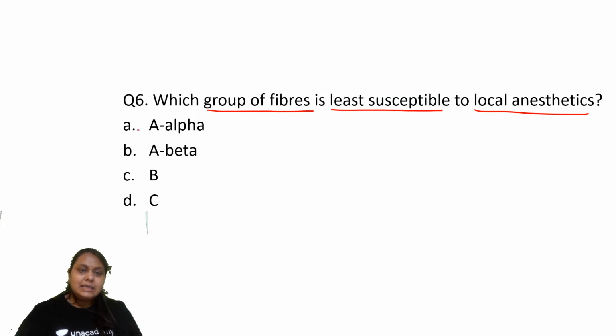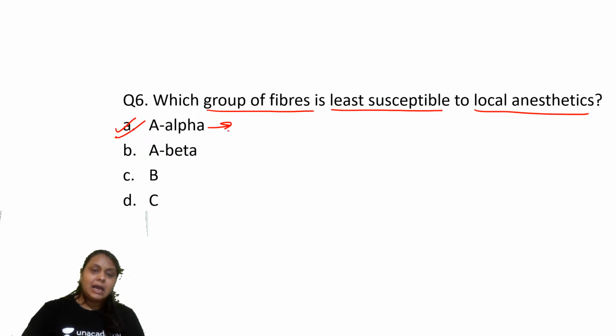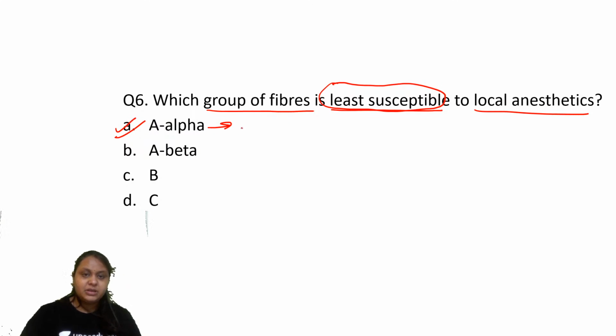So the answer is A alpha. The least susceptible fibers to the local anesthetics are the large myelinated A alpha fibers. No, Dr. Kunal, I am asking least susceptible. Dr. Kunal has given me C. No, it is not C fibers, it is A alpha fibers, which are the motor fibers. These are the least susceptible.